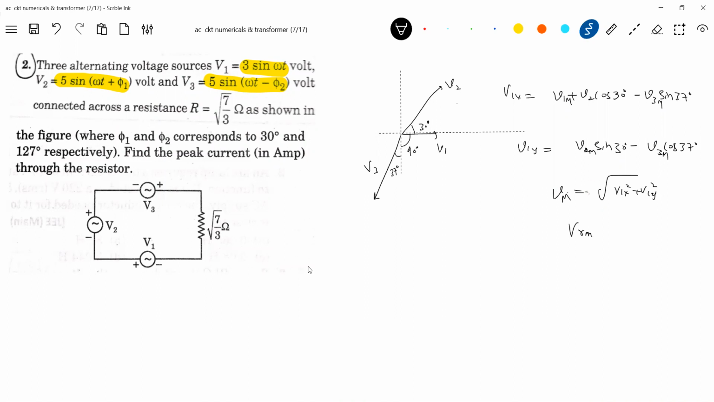Then, because calculations will become heavier. So what are V1, V2, V3 I substituted? This is a VRMS. Then you'll get the IRMS.